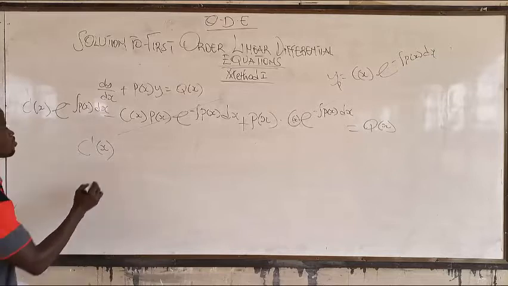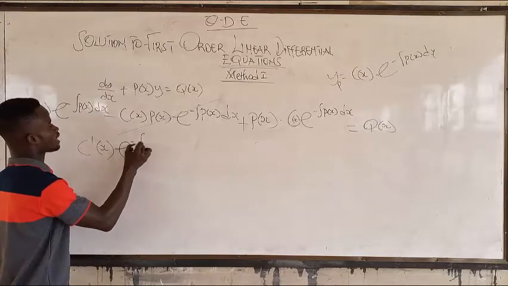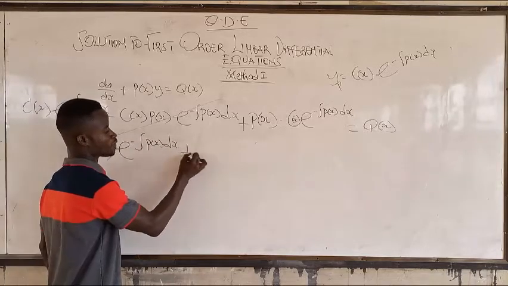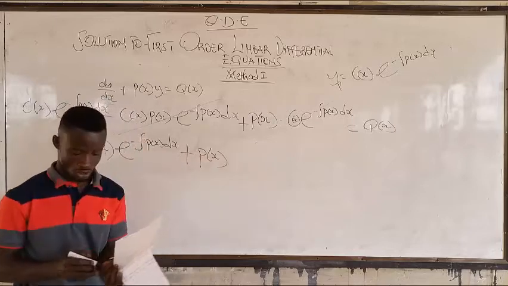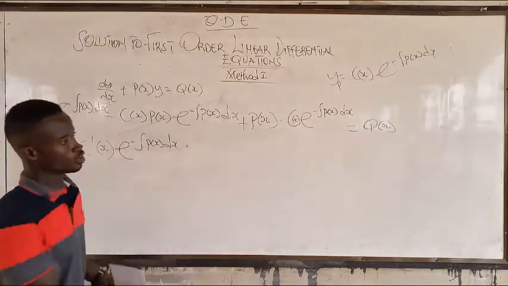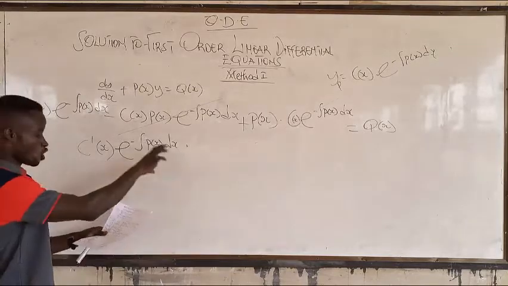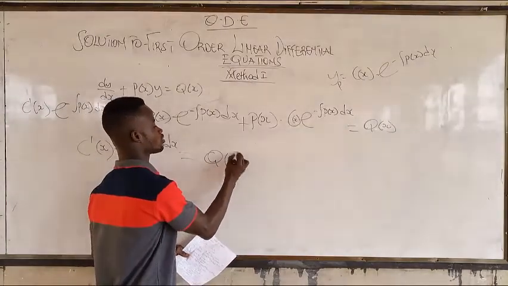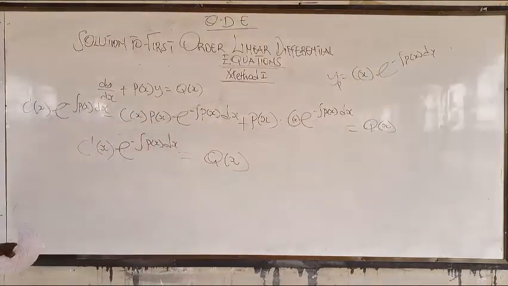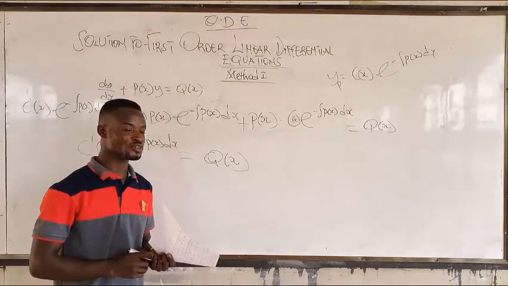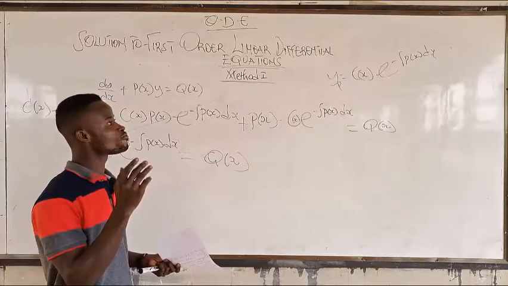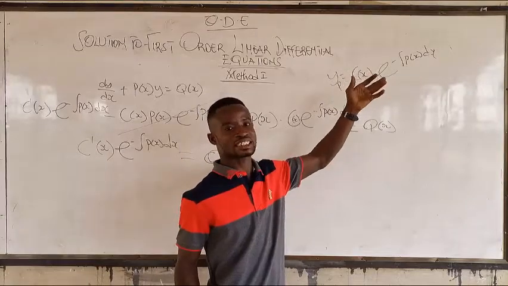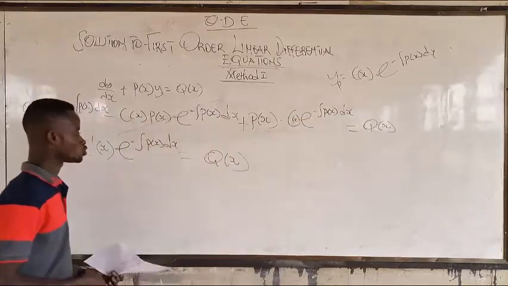and we are going to get C prime of S e raised to the power negative P of S dx plus P of S, which clears up that part. So it's just the whole of this equating to Q of S. Very good. So we said previously that our problem is finding this C of S to do the substitution, for us to get the solution for the particular solution.